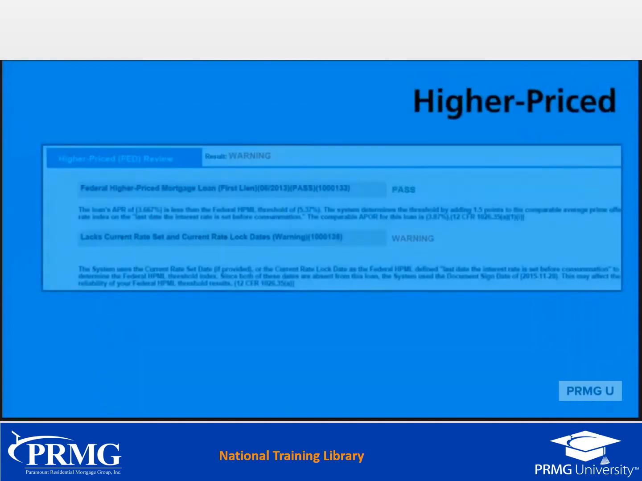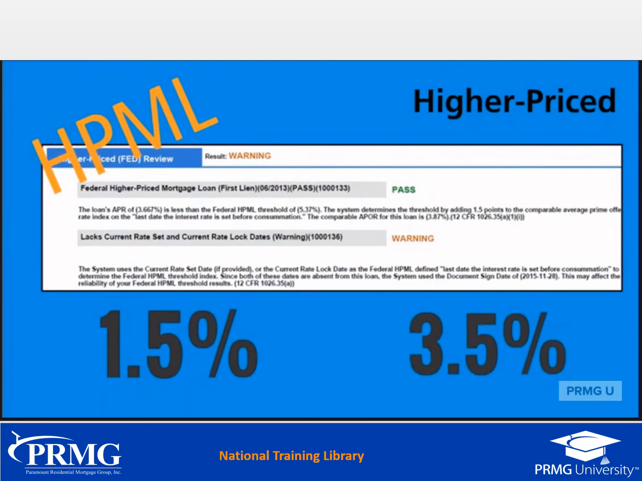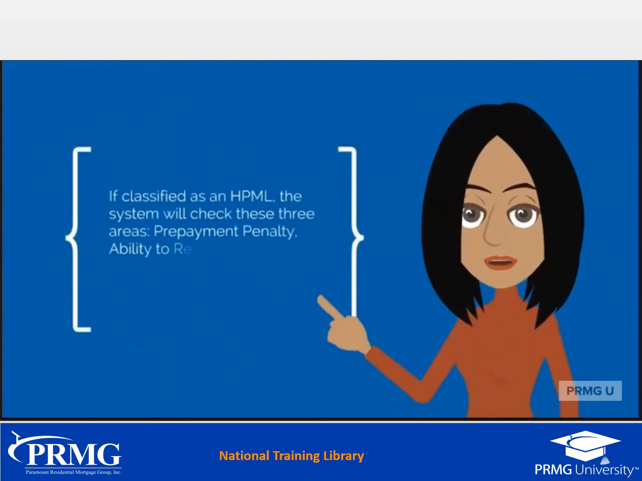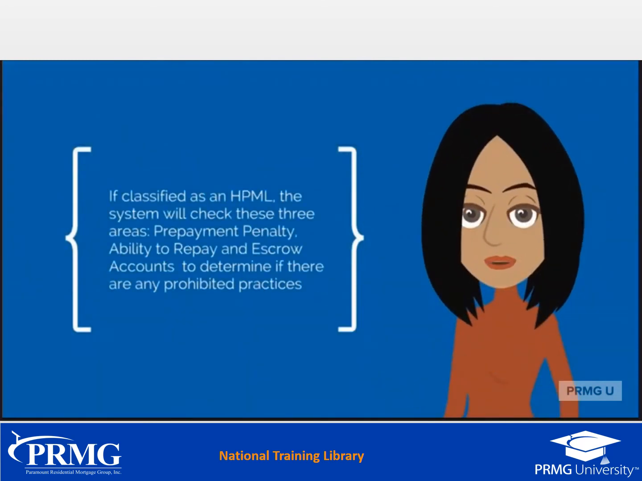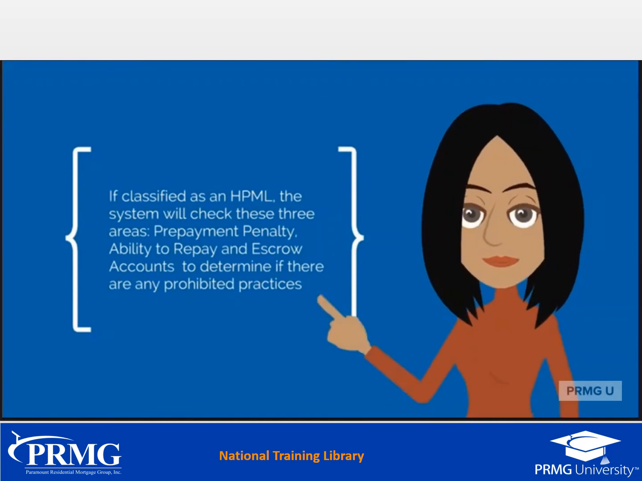Then we have our higher priced review. These are commonly known as HPML loans. It is important to determine if your company closes these types of transactions. This review checks for the 1.5% thresholds for first liens and 3.5% for seconds. If the compliance service classifies the loan as an HPML, it will perform an analysis of the prepayment penalty, ability to repay, and escrow accounts if applicable, and determine whether there are prohibited practices.